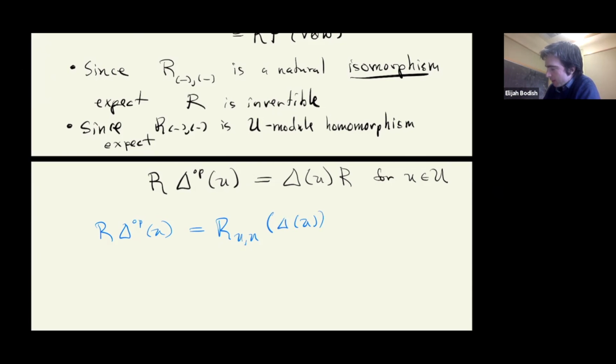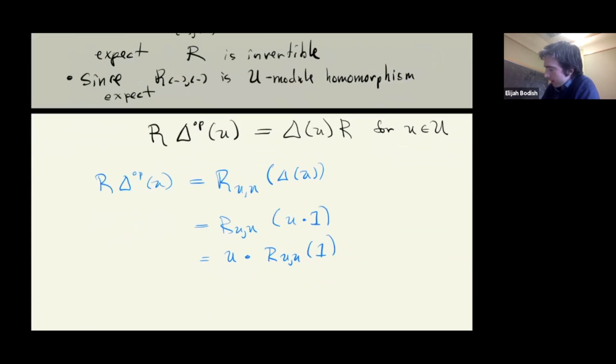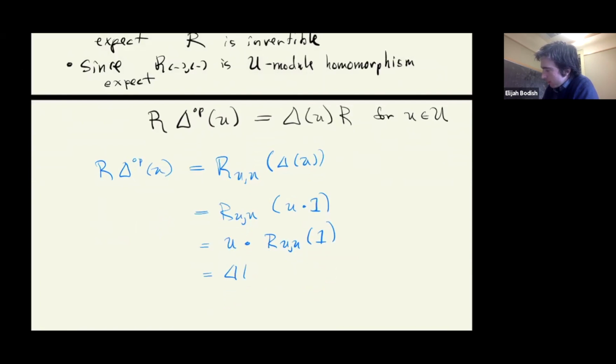So I can get the P in there to rewrite my R as R_UU. And this is R_UU of u acting on 1. Remember, delta gives me the action of u on U tensor U. And since I assume that R_UU is a U module homomorphism, this is u acting on R_UU of 1, and again, this is my delta of u of R.